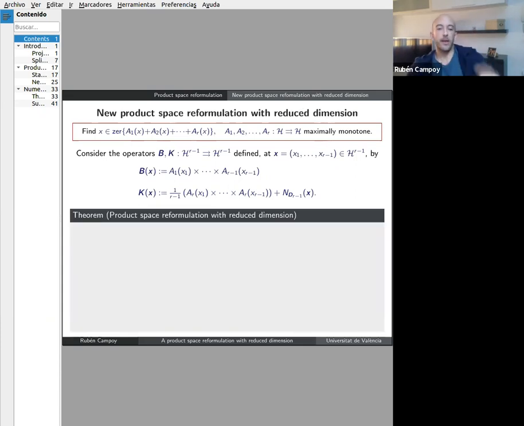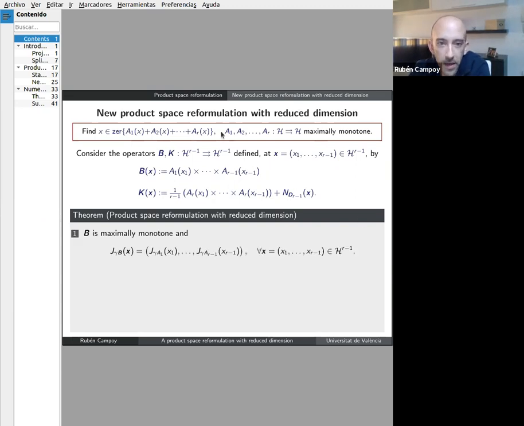The main result in this paper is that, of course, B is maximally monotone and we can compute the resolvent component-wise, because this is just a particular instance of the previous reformulation. So the problematic operator is K. K is the sum of two other operators. Let's call this S of X, and this is the normal cone to the diagonal.